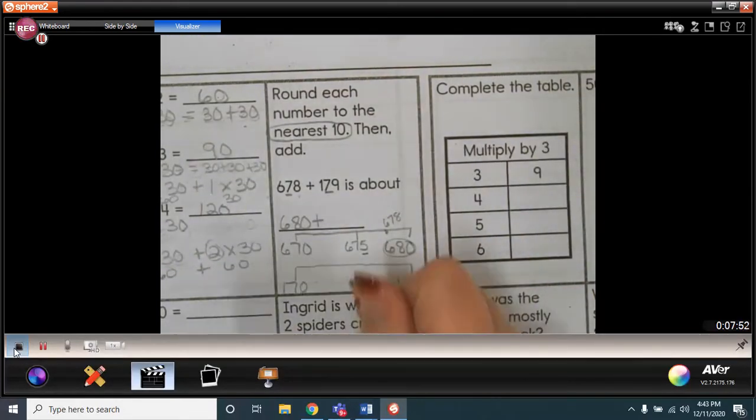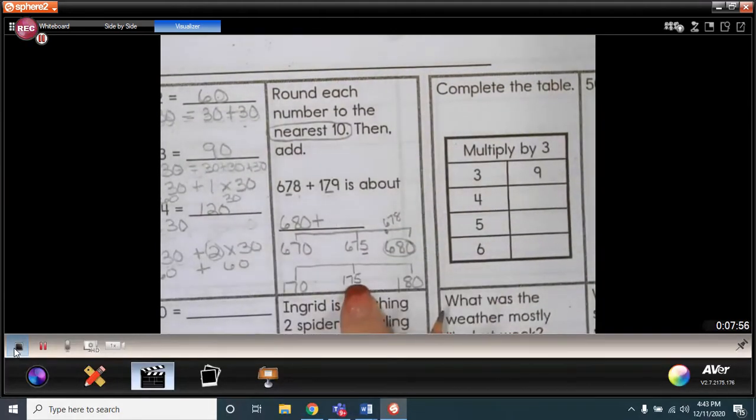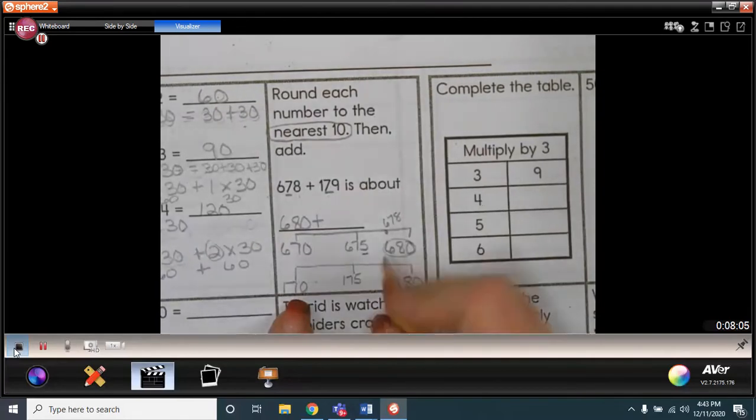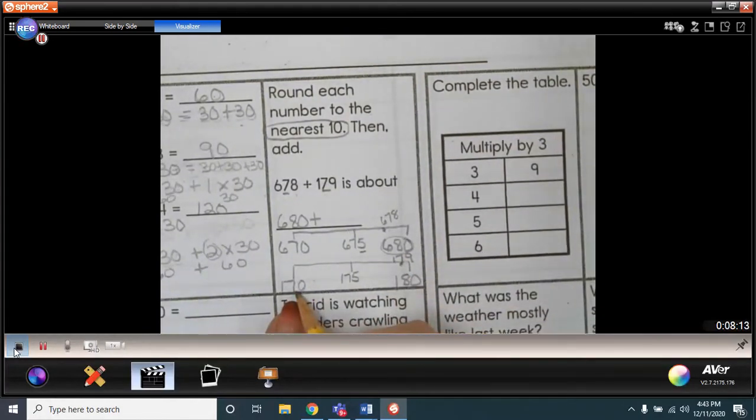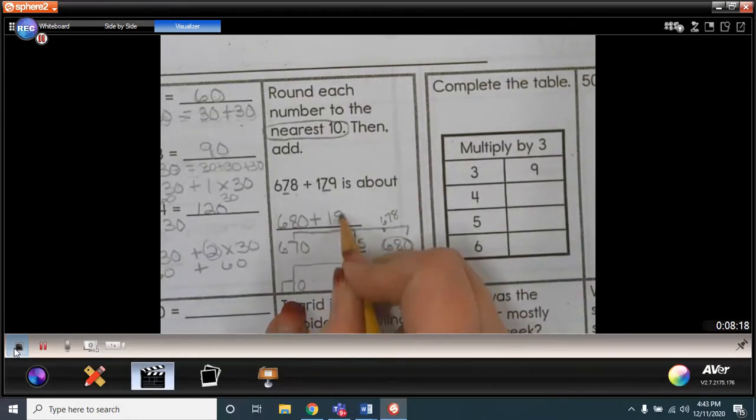And remember, 175 is always going to be in your middle. We round to the closest tens. These are my tens. 5 is not a 10. These are my tens. So we know that 179 is 1 away from 180. It's 9 away from 170, so it's closer to 180.